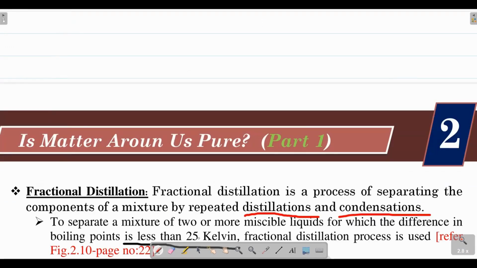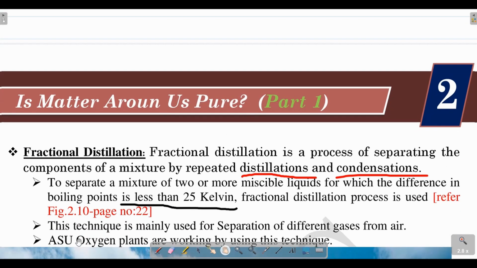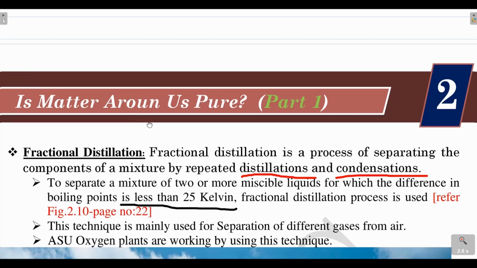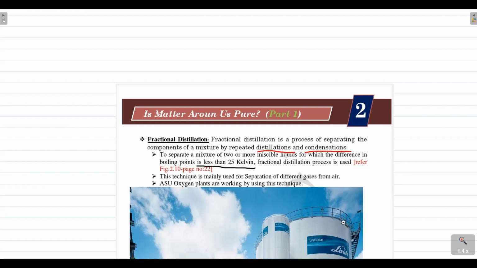Fractional distillation is mainly used in the separation of gases from air. This technique is mainly used for the separation of different gases from air. Especially the air separation unit oxygen plants are working by using this technique. That is very important to remember. Okay, ASU oxygen plants, because nowadays we know that the need for medical oxygen is very great, especially during this COVID pandemic.